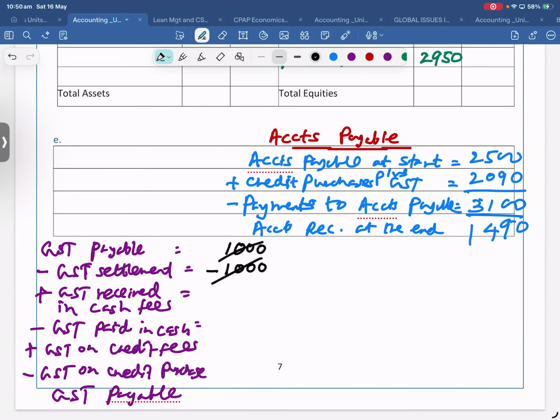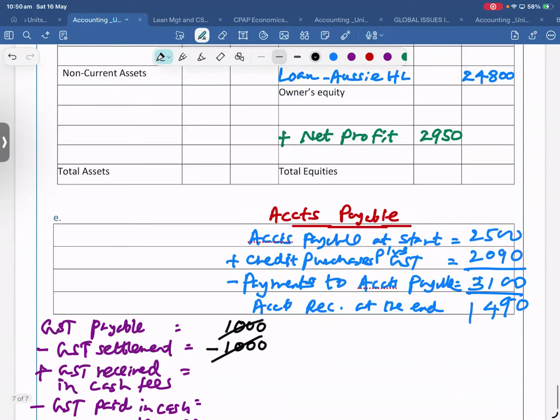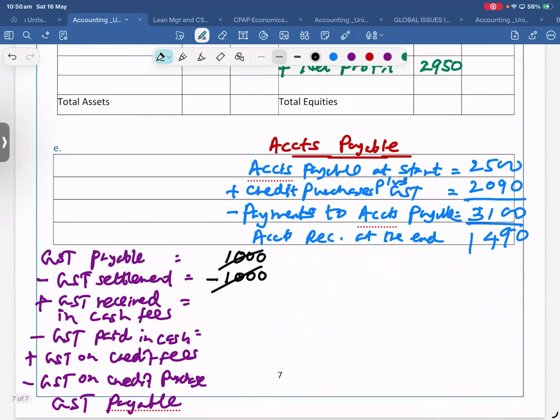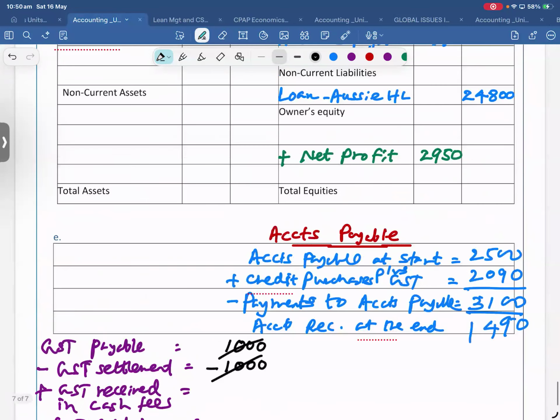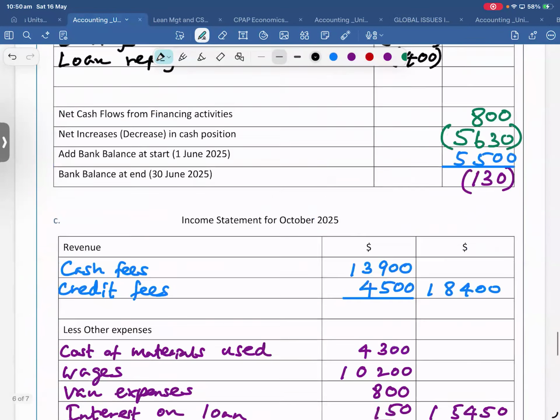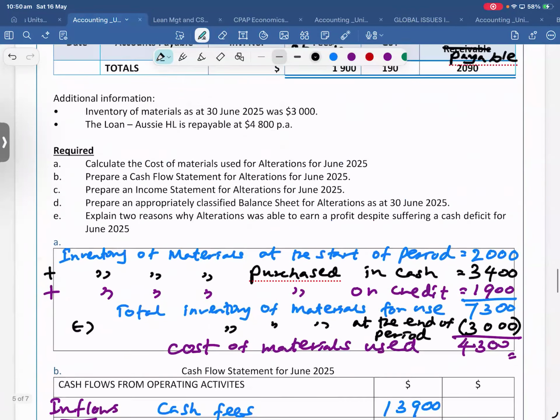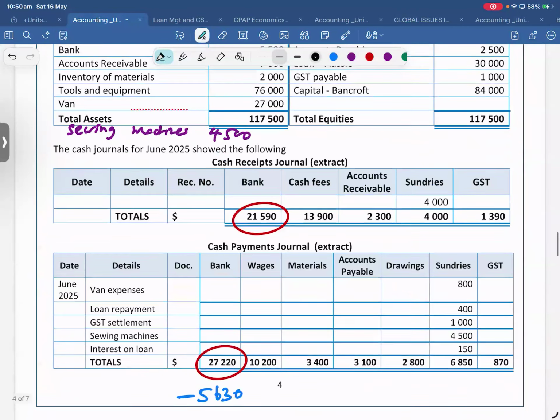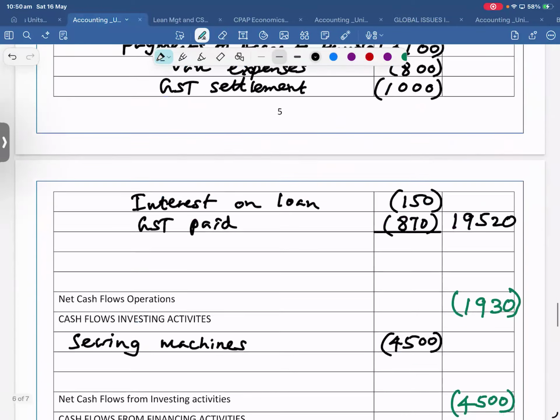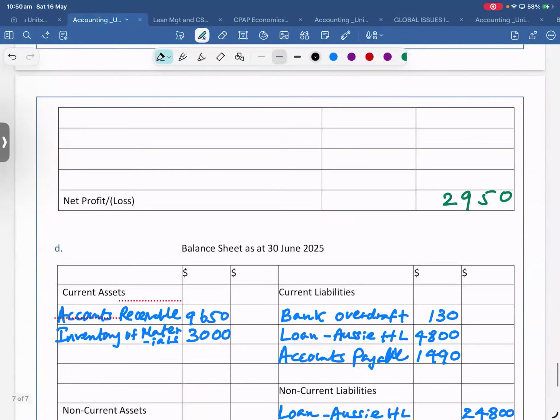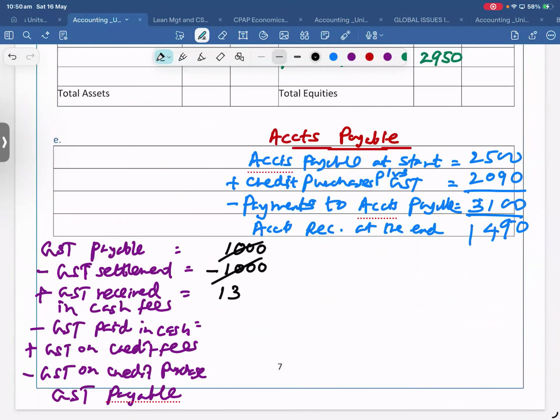Then do we have GST received in cash fees? Where can we find it? Cash receipts journal, also GST paid in cash in the cash payments journal. We'll take both of them together. 1,390 is the receipt, 870 is the payment. So I'll put that within brackets.